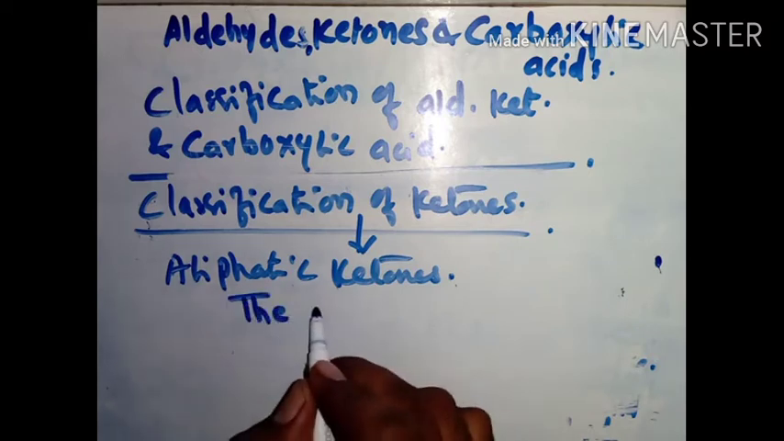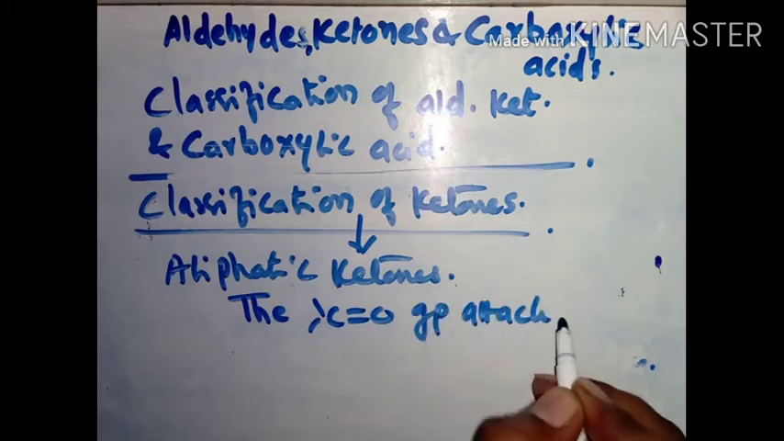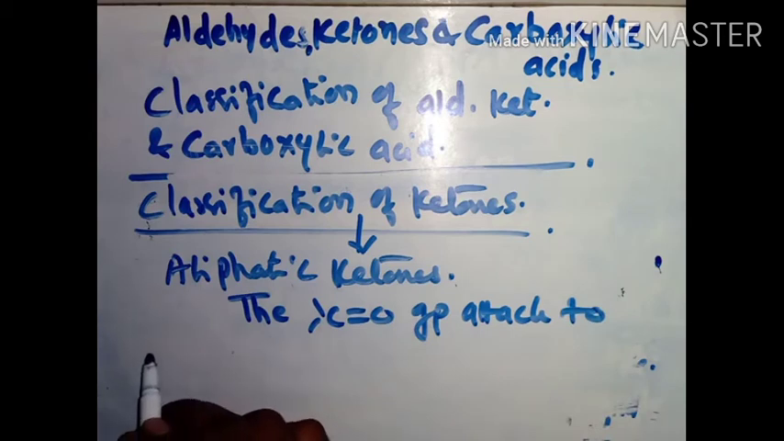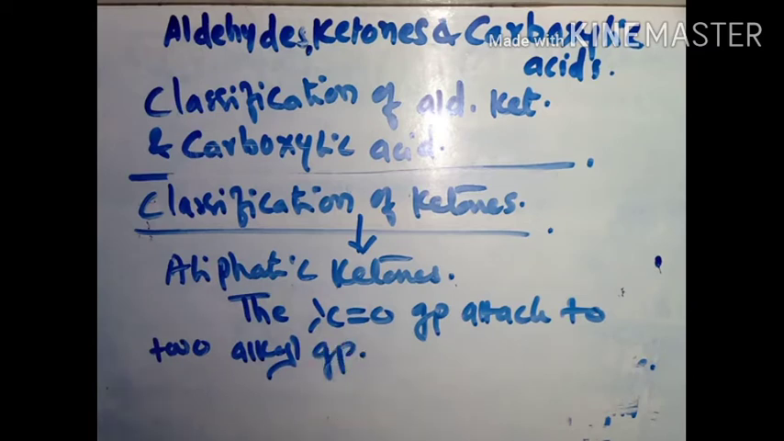The C double bond O group attached to two alkyl groups. Such ketones are known as aliphatic ketones. For example, you can say that is the carbonyl group C double bond O, and to this carbon atom two alkyl groups, that is R, which is designated by R. R is known as the alkyl group. This R is attached to the carbonyl carbon. That's why this one is the example of an aliphatic ketone.